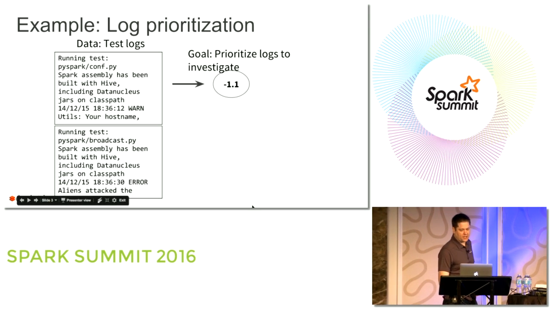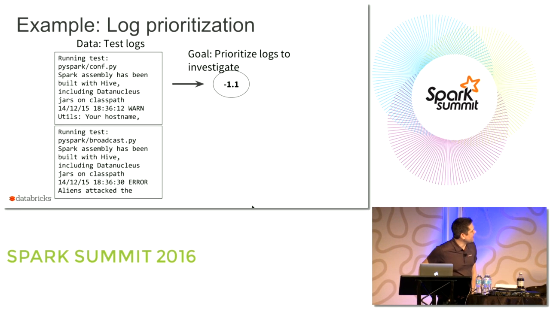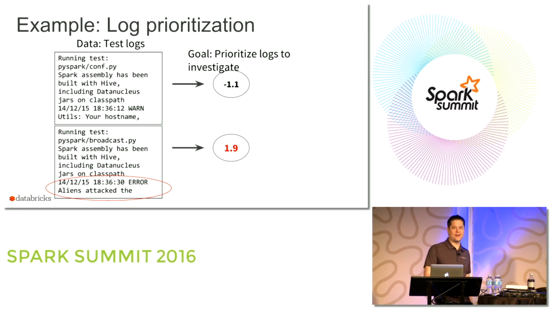So this particular log file, it's just a normal warning. It says, I've got some jar in my class path, completely uninteresting. This log file, on the other hand, says aliens are attacking the hardware. This is clearly a very important log file to look at because we clearly do not want aliens from Mars attacking our hardware.